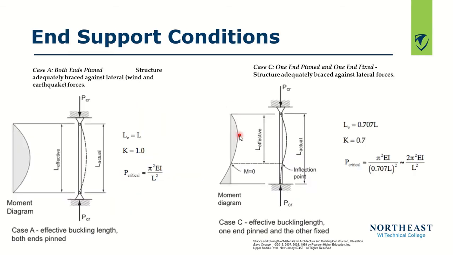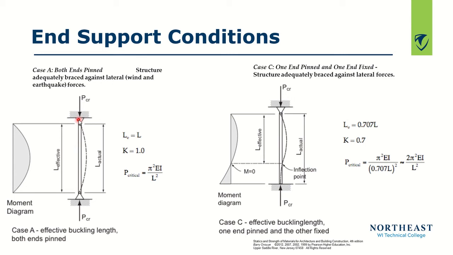Okay, all right. So let's talk about end support conditions. When we rotate this column 90 degrees, this is a moment diagram. This is a pin. This is a pin. So both ends pin, structure adequately braced against lateral wind and earthquake loads. This is a typical column or a stud in your house. A pin is, you can figure this is nailed into the sole plate, this is nailed into the joist. There is not enough resistance for it.